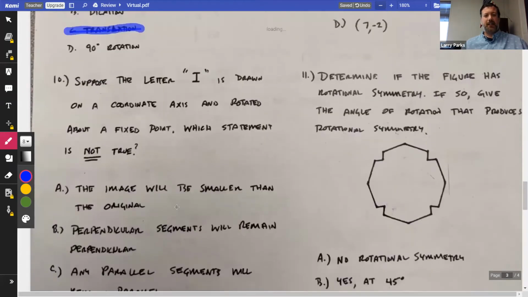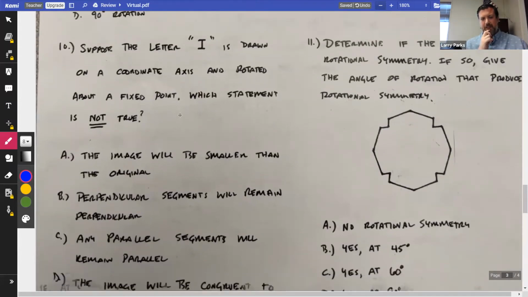All right, suppose the letter I is drawn on the coordinate axis and rotated about a fixed point. Which statement is not true? Okay, the image will be smaller. That is not true.